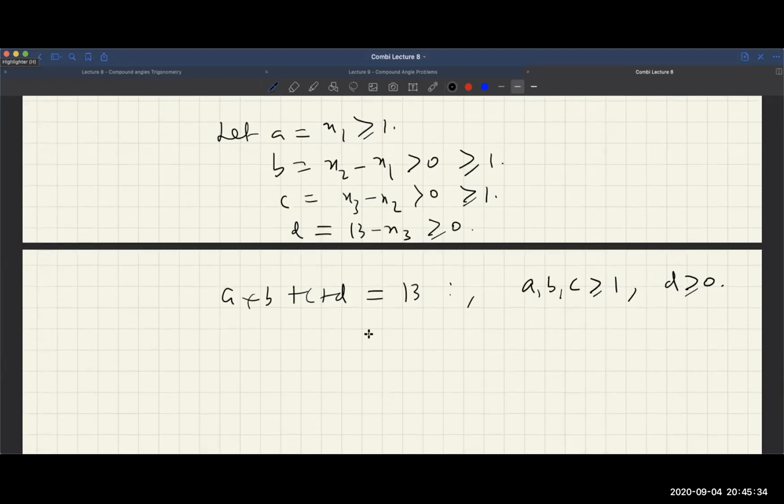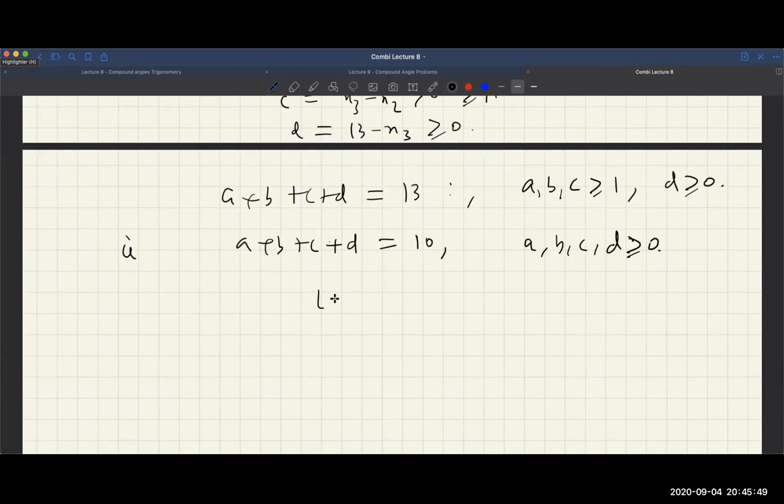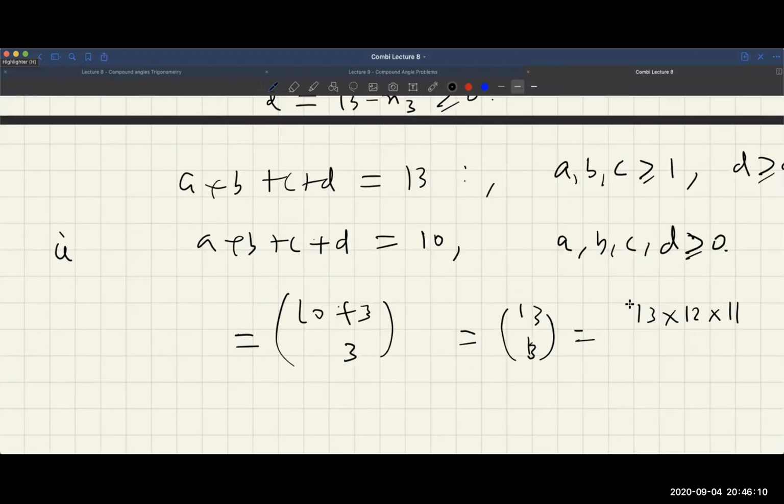So what I do is A, B, C, I'll just throw in 1 each, and I transform the problem. That is equal to 3 I gave, so it will become 10, and I'll get A, B, C, D all greater than or equal to 0. So the total number of choices I get for this is 10 plus 3 choose 3. Okay, distributions, that is 13 choose 3, which should come as 13 into 12 into 11. No, I think I'm making some mistake somewhere. One second, just let me think.